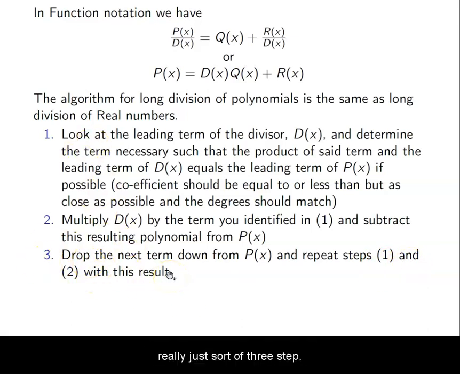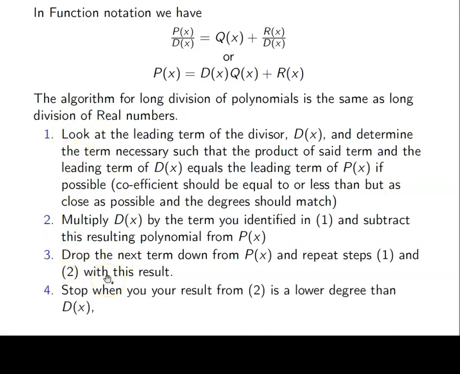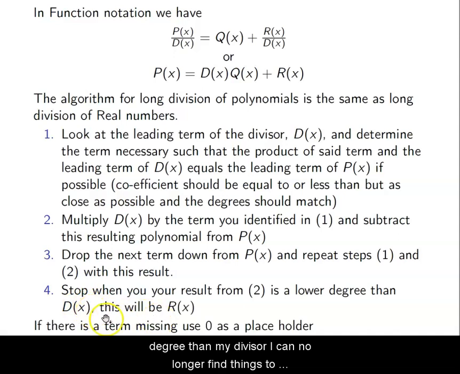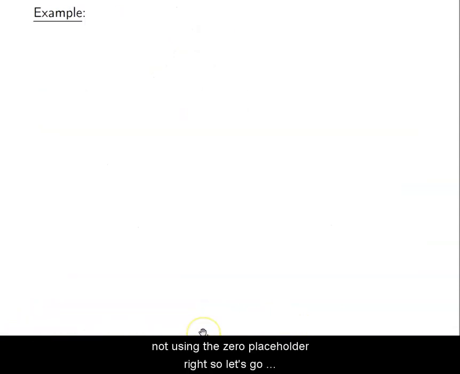So it's really a repetitive process. It's really just sort of 3 steps. Okay. We stop when we run out of terms. If our result is lower degree than my divisor, I can no longer find things to multiply to get to that value. Okay. Quick reminder is if there's a missing term, we have to use 0 as a placeholder. We can't just write out the whole polynomial without using a placeholder for the missing term. Otherwise, you start to make mistakes. It's probably the most common mistake for long division, not using this 0 placeholder, right?